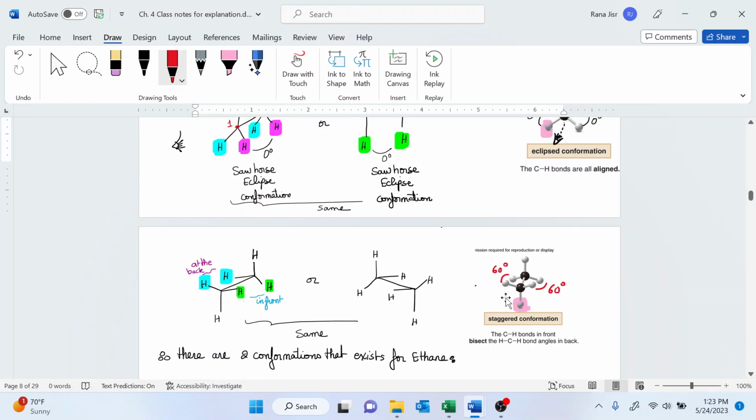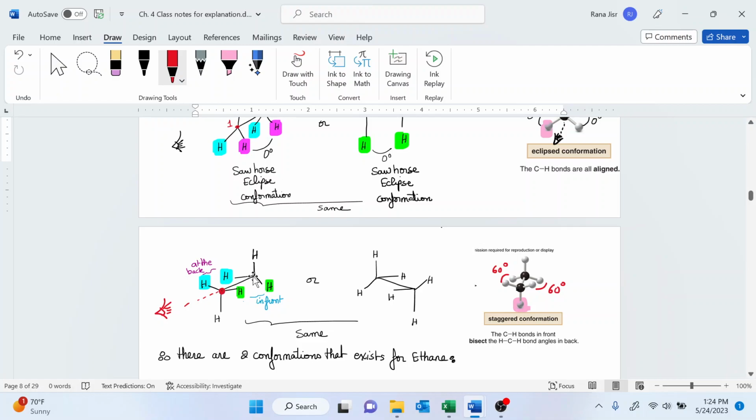To represent the staggered conformation, we represent it as a sawhorse. And these are the two ways of representing it. By simply viewing the molecule from the side along this line, this carbon is going to be the one pointing at you. So you see it. This is the first carbon that you see.